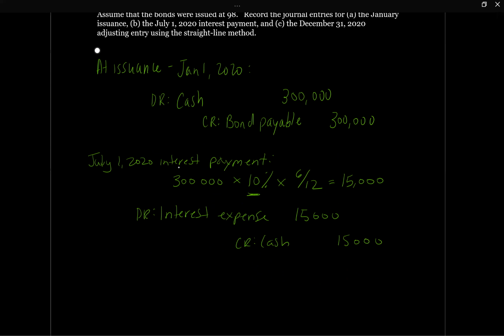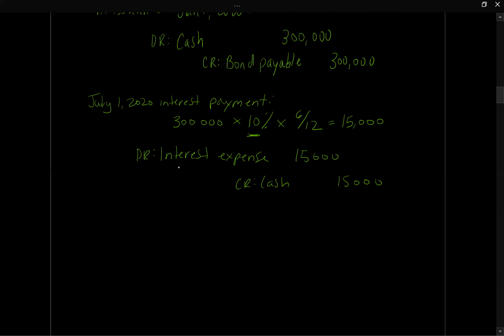We're lastly asked to do the December 31st adjusting entry. Now, why is this an adjusting entry? It's because we know we have a bond payment coming up on July 1st. So we need to make sure we've accrued the portion of that payment that's been earned by the bondholders in 2020. And it just so happens that they've earned the whole payment. The cash is just going to get remitted the following day, January 1st.